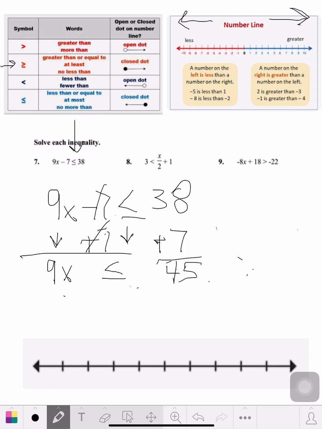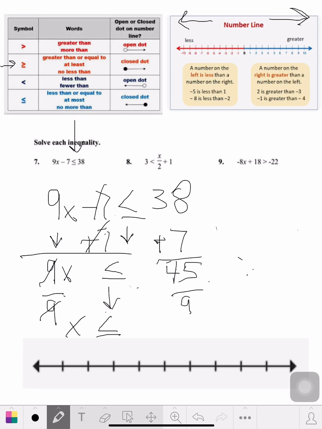So let's see. This is 9 times x. So the opposite of times is division. So I divide both sides by 9. So I divide this side by 9 and divide this side by 9. These two 9s cross out, and it comes down with the x. Now with the sign, I bring that down. Keep it like it is because I didn't divide by a negative or multiply by a negative.